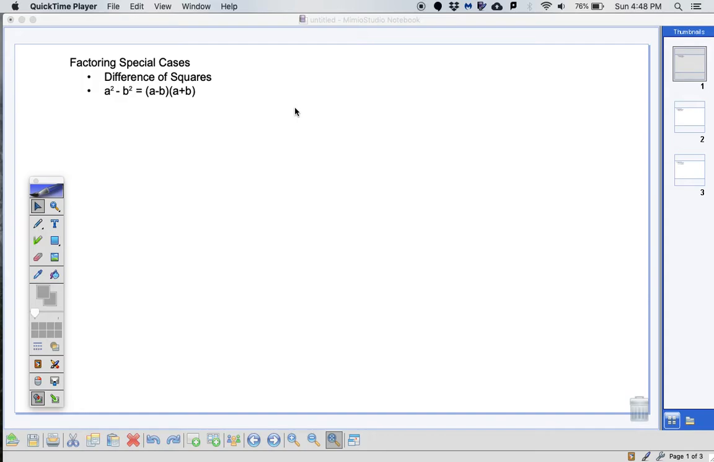Okay, today we're going to talk about factoring special cases. The first one I'm going to show you on this screen is probably the most important one to show you, and that is called difference of squares. And this is what it says.